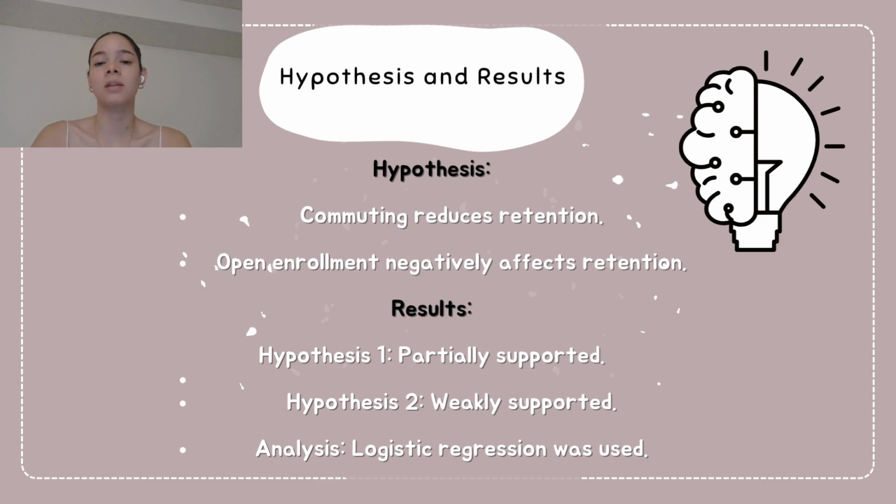Hypothesis and results. The study had two hypotheses. The first was that students who commute are less likely to remain enrolled in college. The second was that the open enrollment system also reduced retention. So what was found? The first hypothesis was broadly confirmed. There was a negative relationship between commuting and retention, although it was not a perfect correlation. This suggests that the further away the student lives, and the more difficult their commute, the more difficult it is to continue their studies.